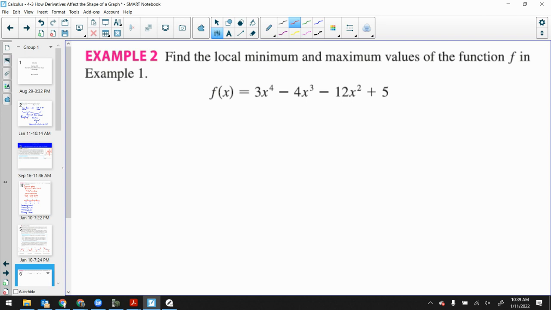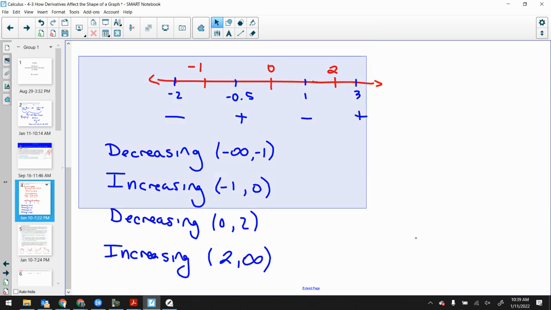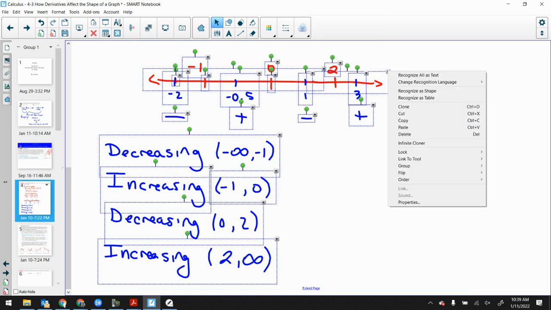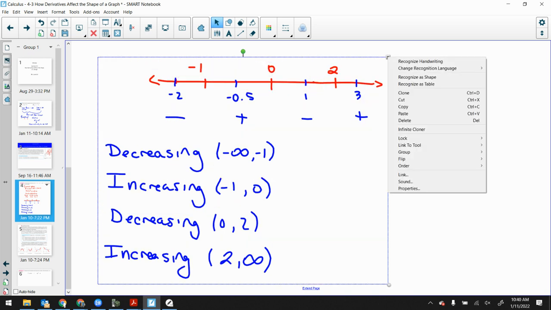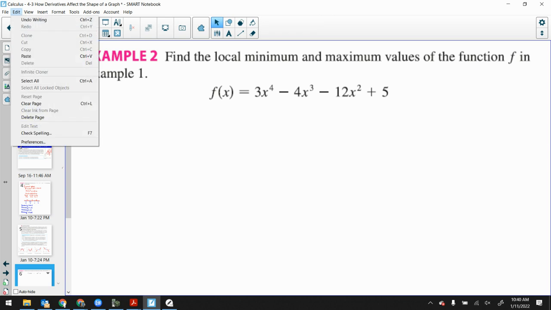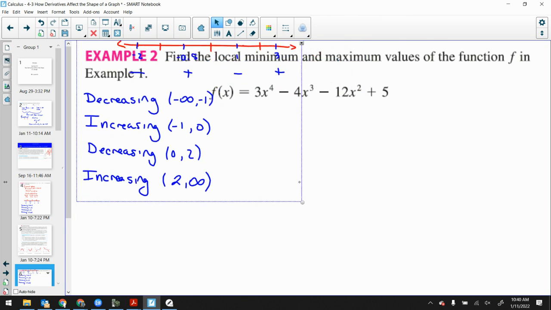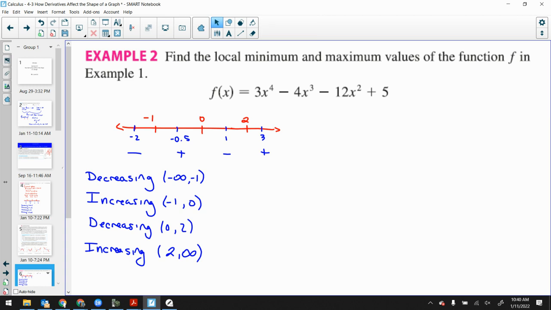So let me go back and say, okay, find the local maximum and minimum values of this function. This is the exact same function that we were working with before. So I'm going to copy all of this. I'm going to group it first, and then copy. And I'm going to bring this over here. Edit, paste. And I'm just going to make this a little bit smaller there. Okay, so this is where we were at for this function.